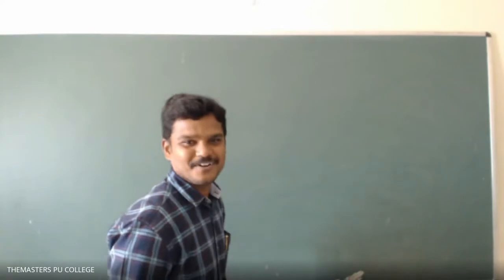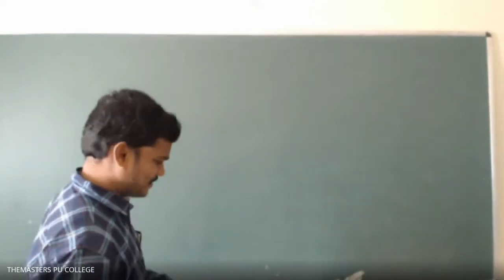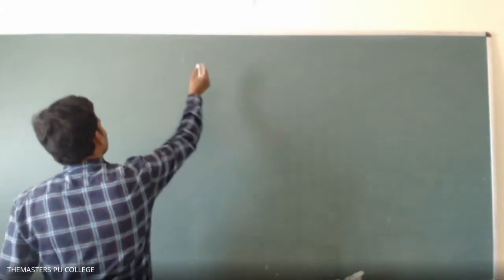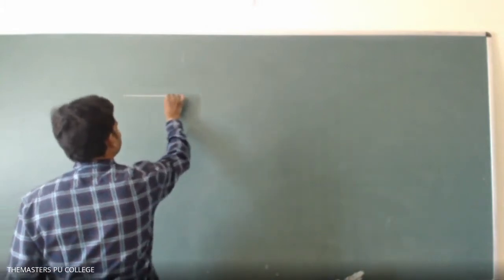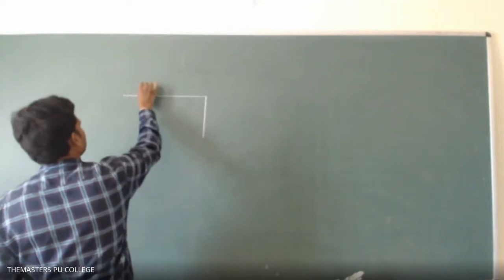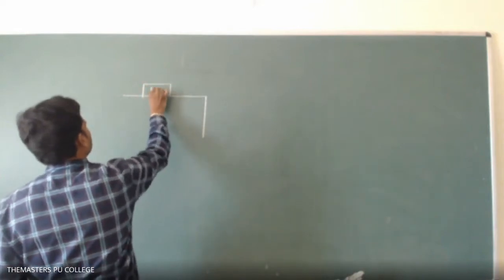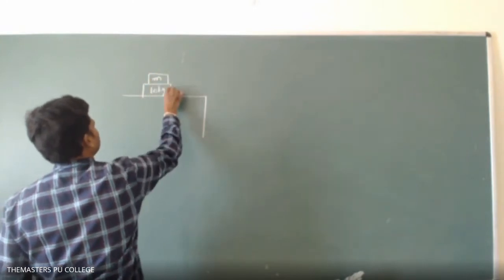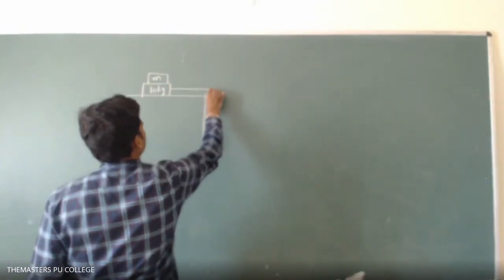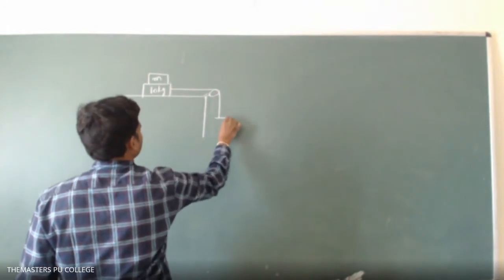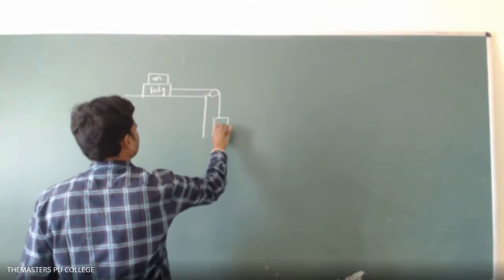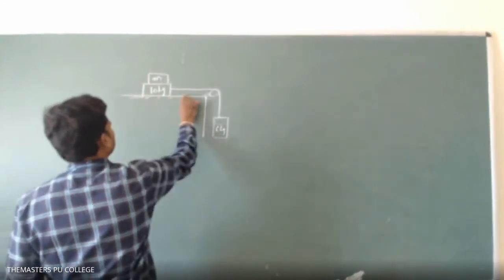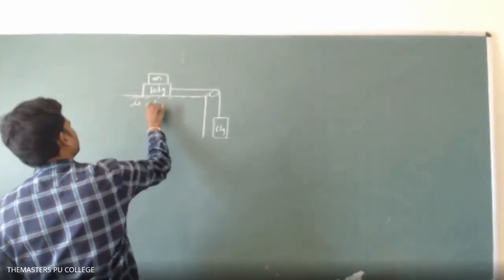Actually, I want to start concepts. Okay, let us write one problem. One block is given, 10 kg. Above this, something is placed. This is also a good standard question. 6 kg. Mu is 1 by 2.